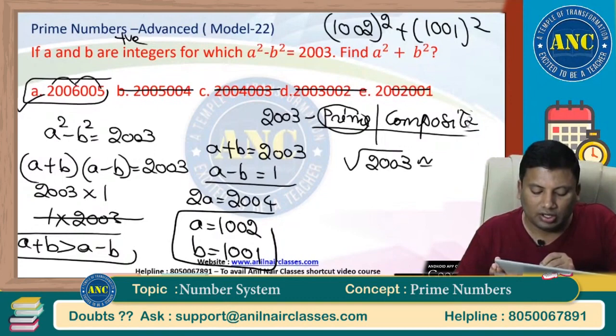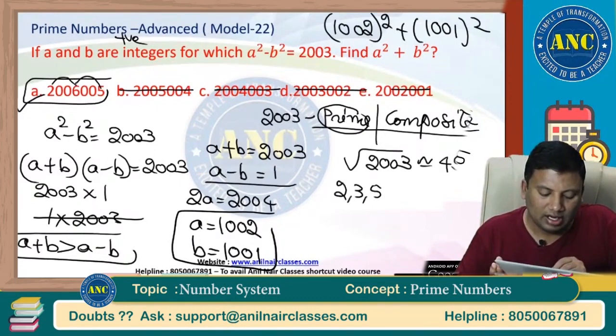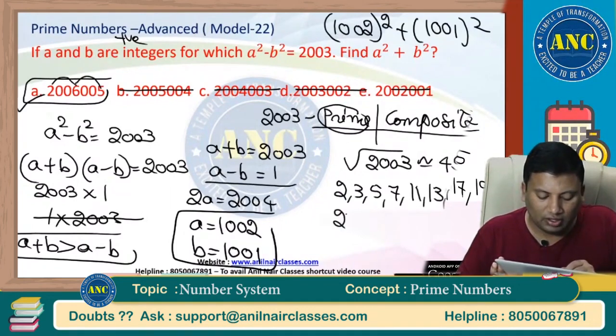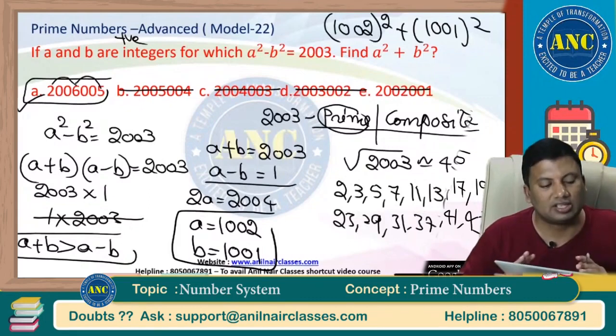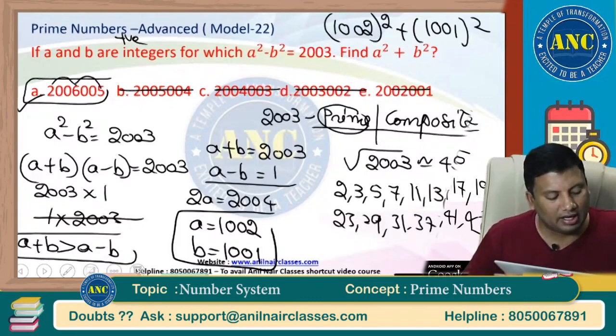2003 is close to 45 squared. Write all the prime numbers less than that: 5, 7, 11, 13, 17, 19. Check it out, but don't waste your time because the answer options do not have A and B like that. Otherwise we would have got multiple cases. This is not possible. Idea clear?